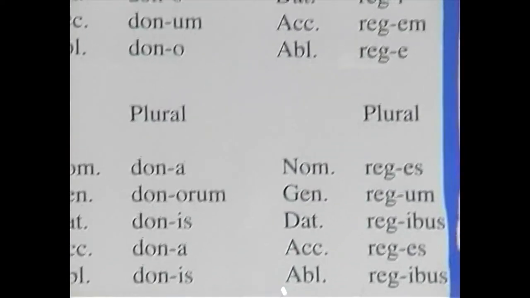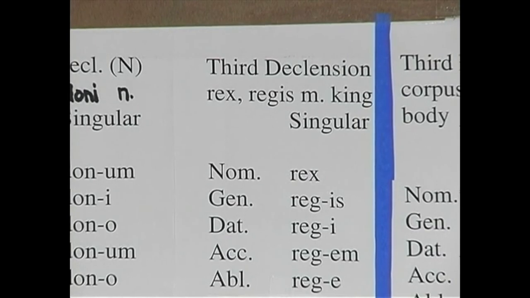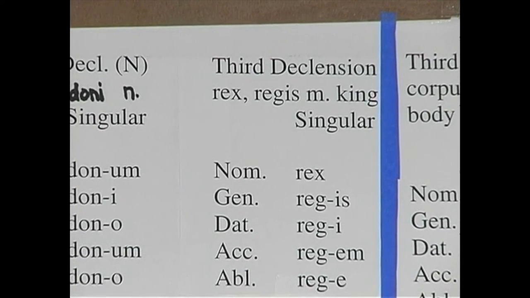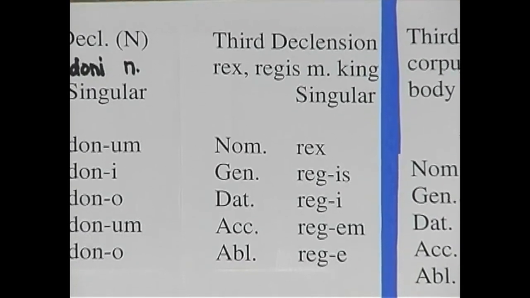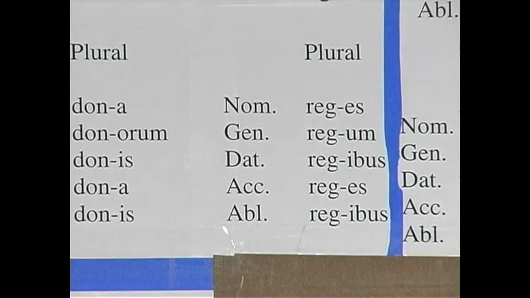Third declension is characterized by an is in the genitive. Rex, regis, masculine, king. The endings are blank, is, i, em, e; es, um, ibus, es, ibus.